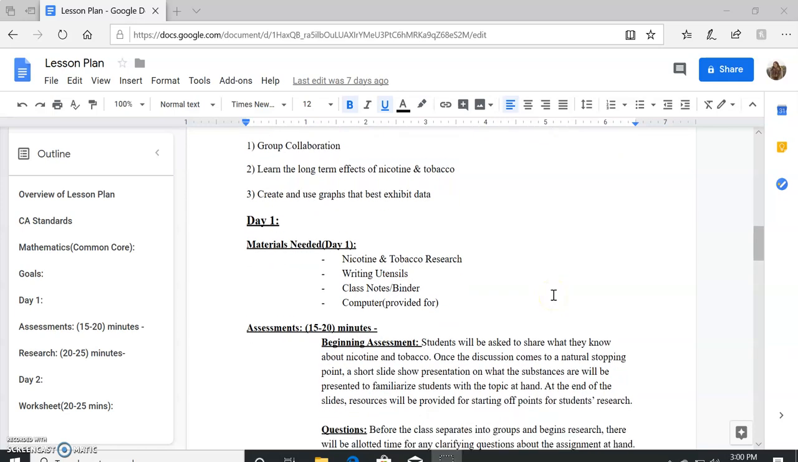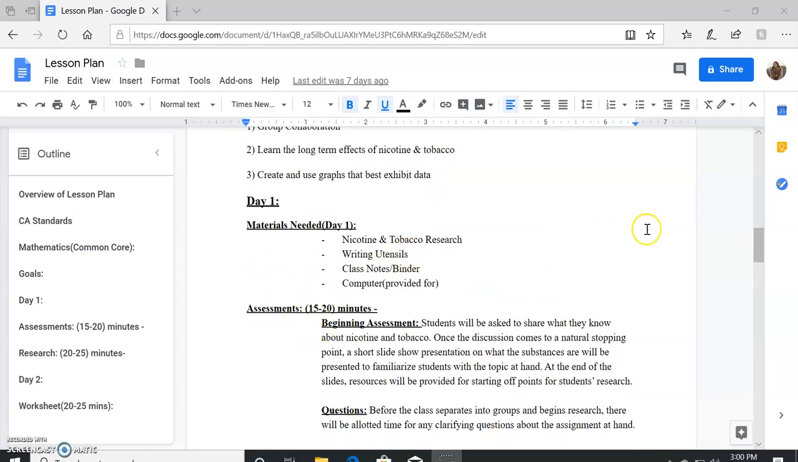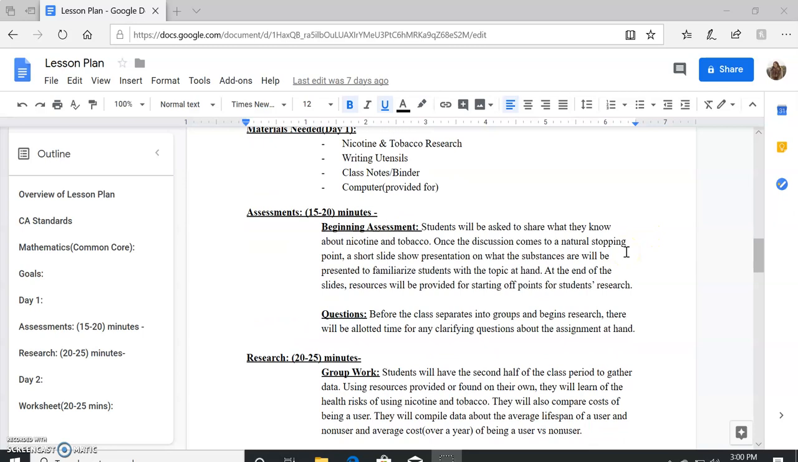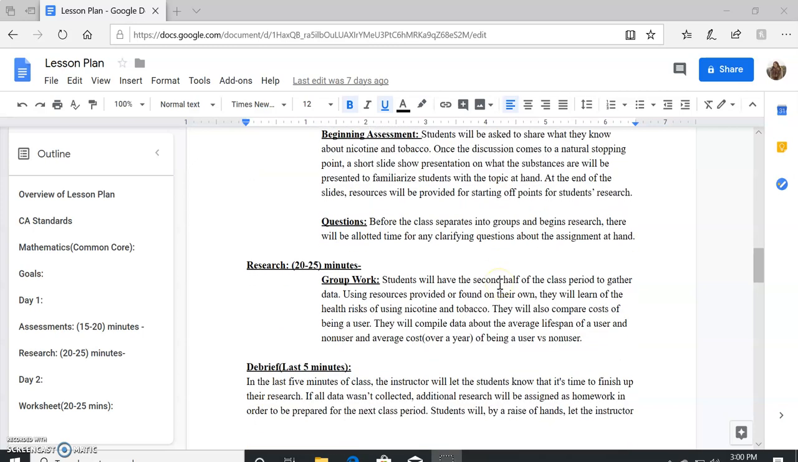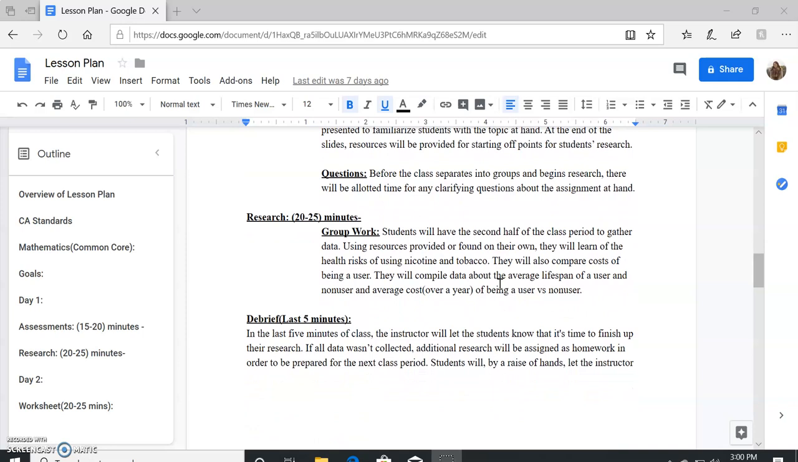So for day 1, the materials needed are listed below. The beginning assessment will ask students what they know about nicotine and tobacco. Once that conversation comes to a natural stopping point, I will have a short slideshow presentation on what the substances are, so then the students are familiar with the topic. At the end of the slides, I will provide resources which will give them a jumping off point for research. I will allow questions so as to clarify anything about the assignment at hand, and this whole chunk will be 15 to 20 minutes. For the rest of that class period, they will be let loose for research.